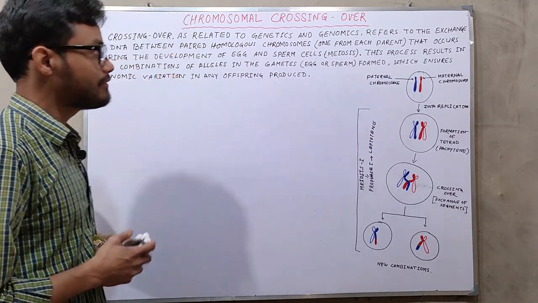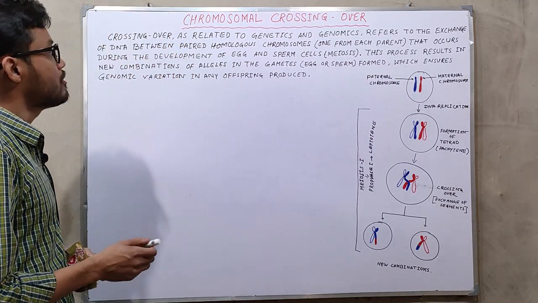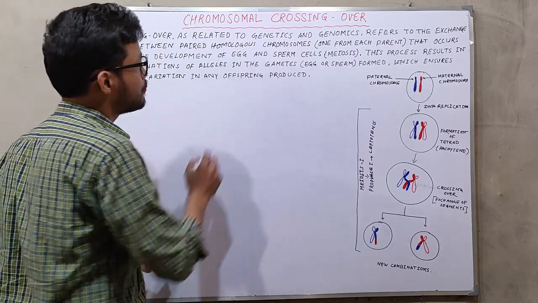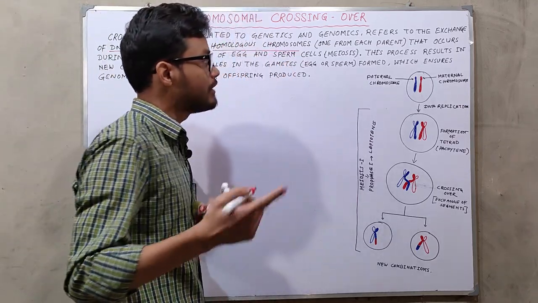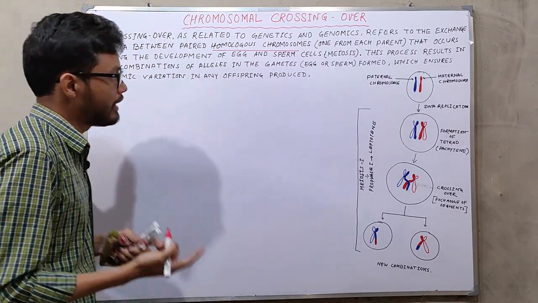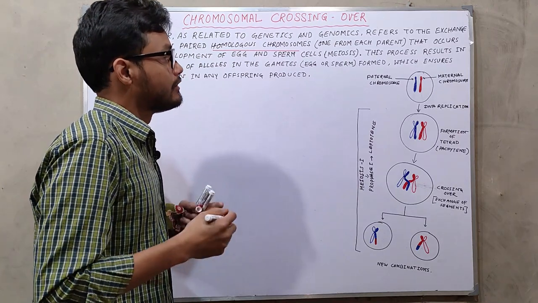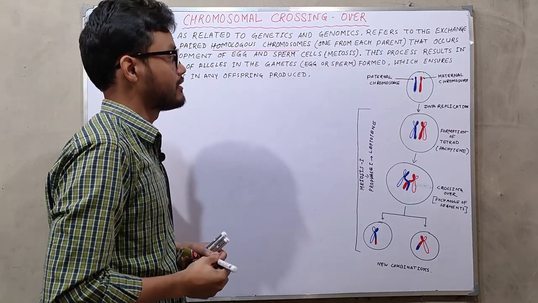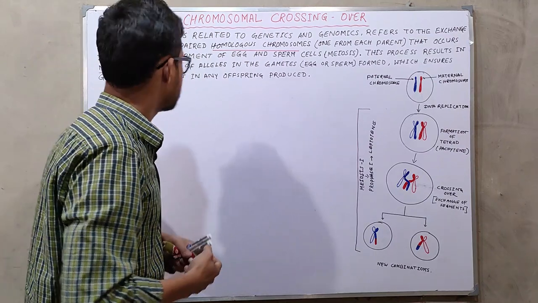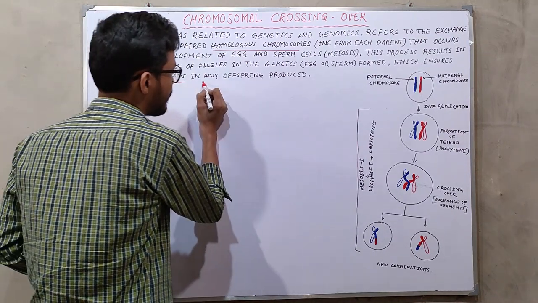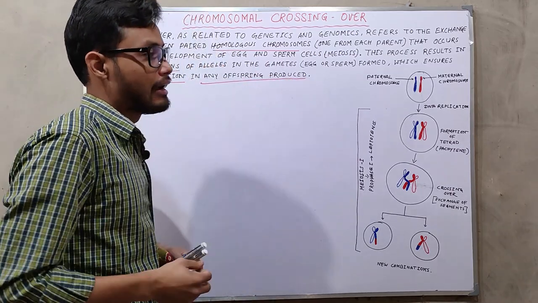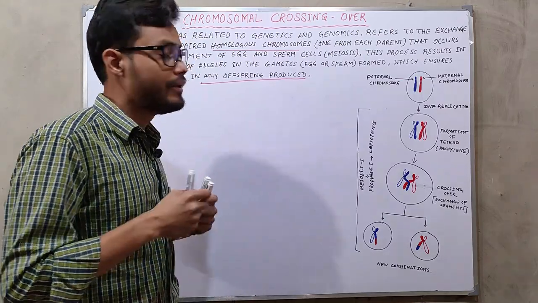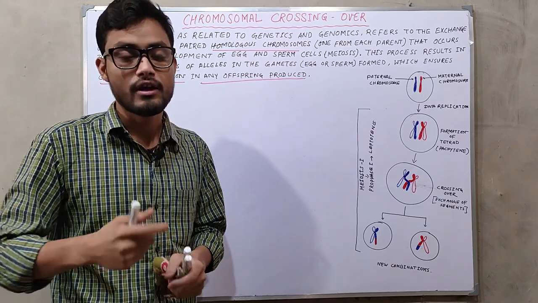First of all, what is the definition of chromosomal crossing over? Crossing over, as related to genetics and genomics, refers to the exchange of DNA between paired homologous chromosomes, one from each parent, that occurs during the development of the egg and sperm cells in meiosis. This process results in new combinations of alleles in the gamete, the egg or sperm, which ensures genomic variation in any offspring produced. So basically, by the exchange of chromosomal segments, we get genomic variation in the offspring.